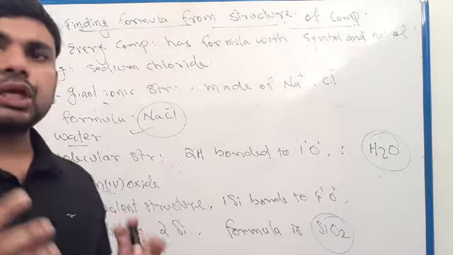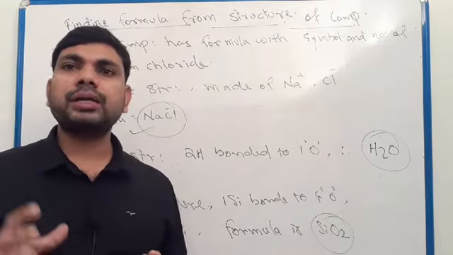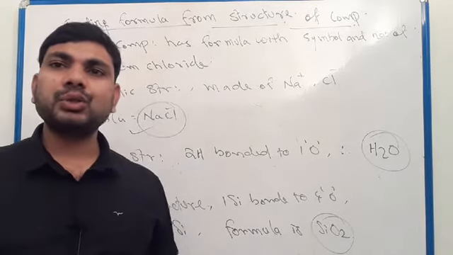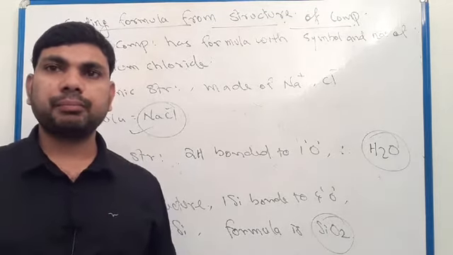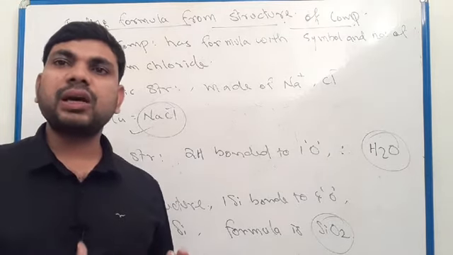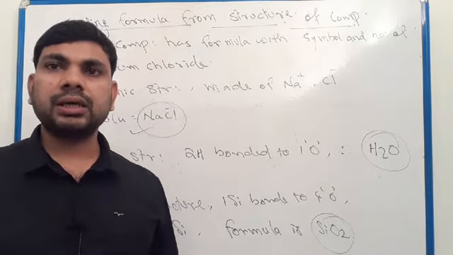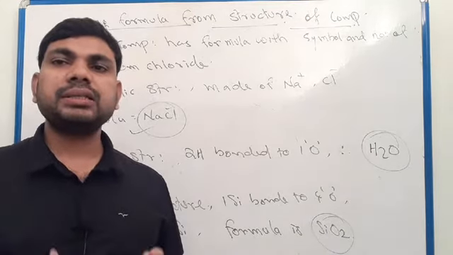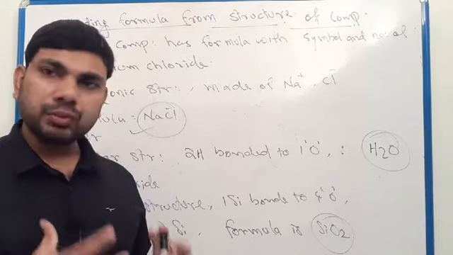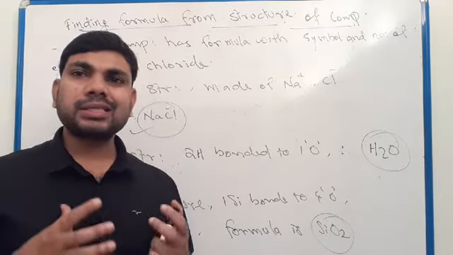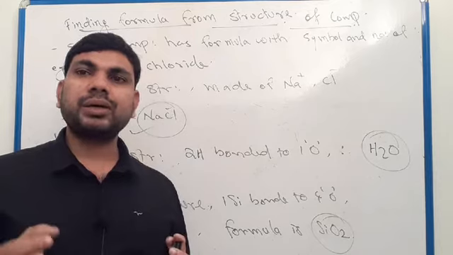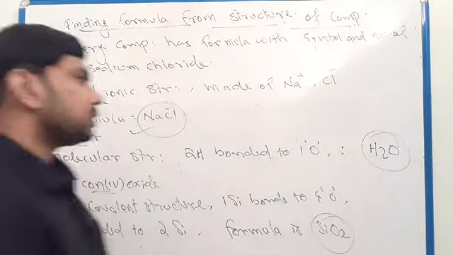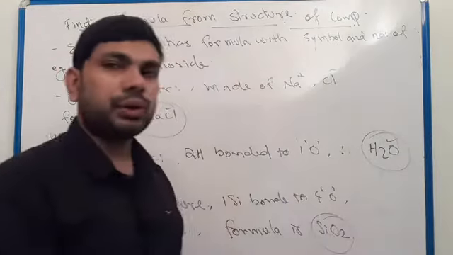Water is a molecule, and one molecule of water contains 2 hydrogen and 1 oxygen. 2 hydrogen make covalent bonds with oxygen. It is a molecular structure. That's why the formula of water molecule is H2O. This is the formula for water molecule.